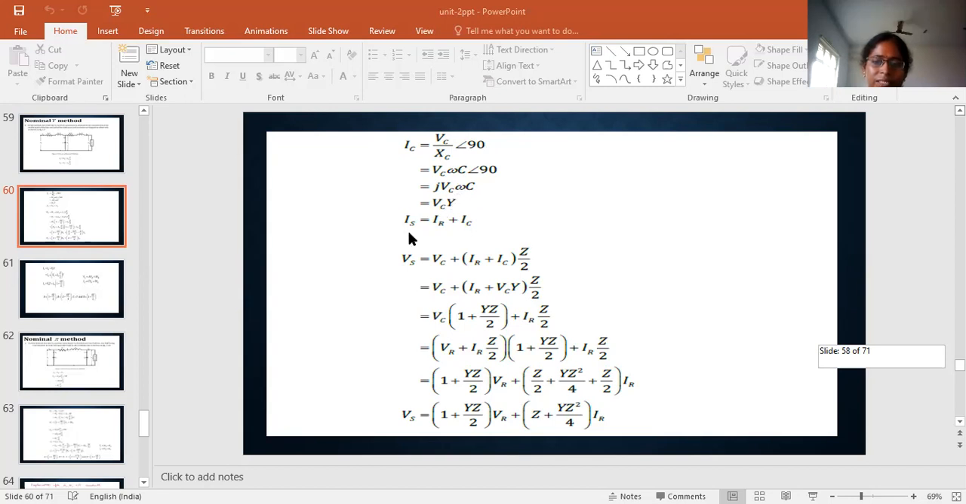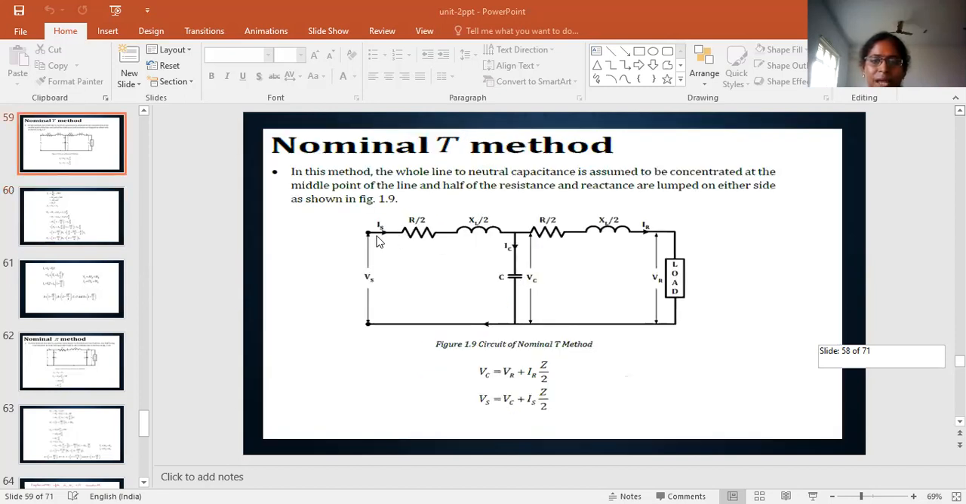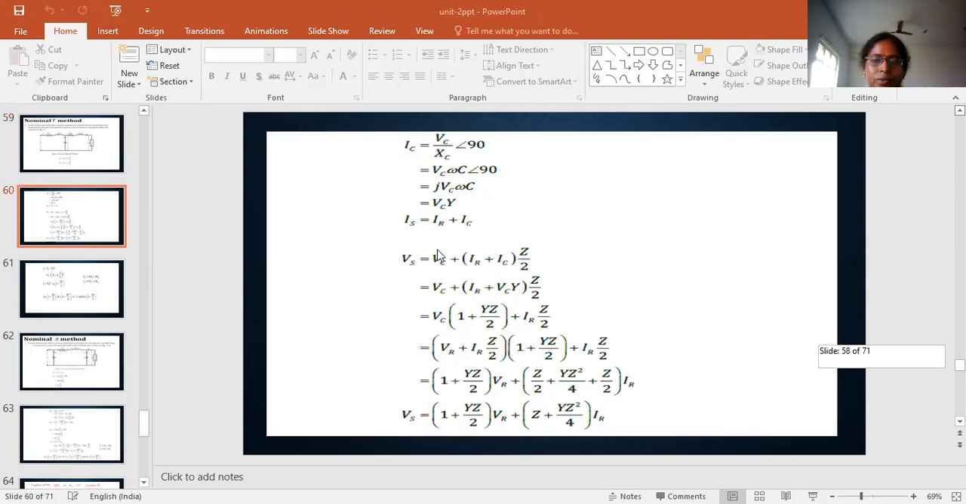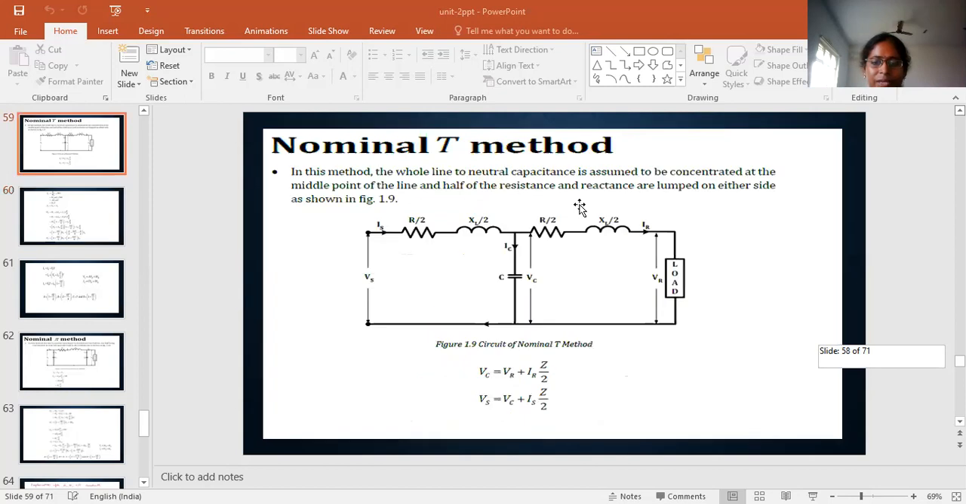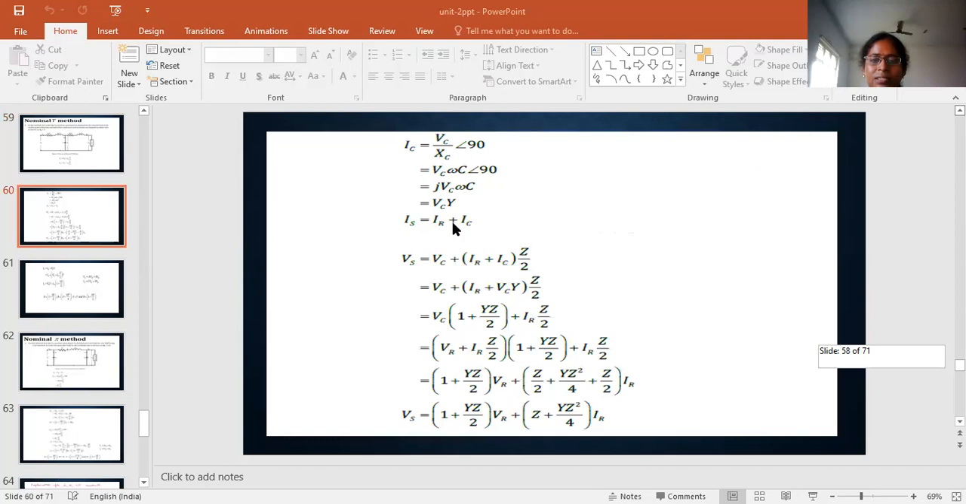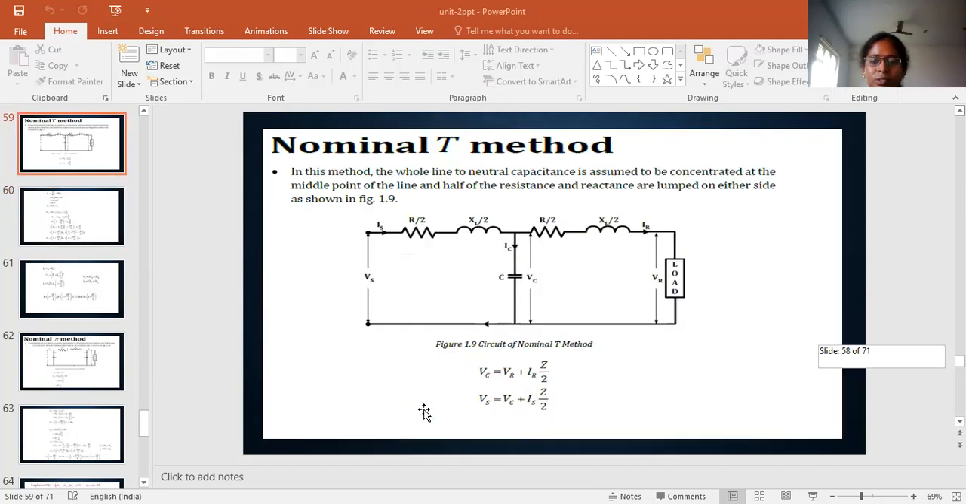So we know the equation Is equal to IR plus IC. Here in the branch the flowing current is Is, so Is equal to IR plus IC. And Vs, we know the equation Vs equal to Vc plus Is into Z by 2. We know that the Is value is IR plus IC, so substitute that Is value in the equation of Vs.